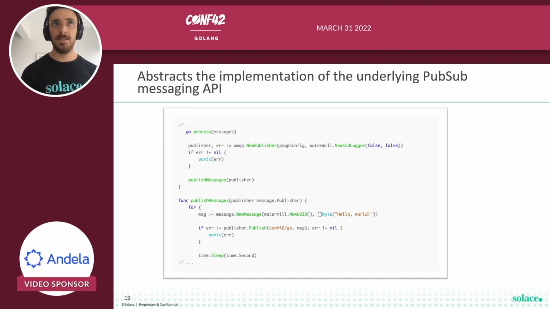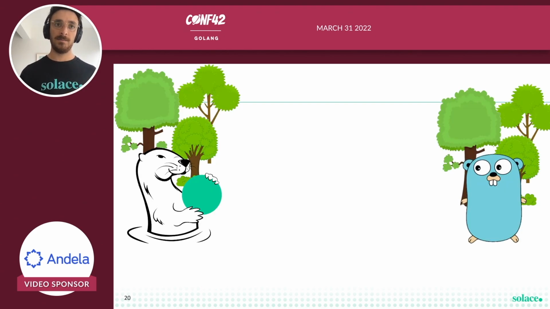You've got, for example, let's say you want to have an AMQP publisher. All you got to do is define a new AMQP publisher and then publish messages using the publish and subscribe interface. So it's basic at its implementation. You have a publish and subscribe interface.